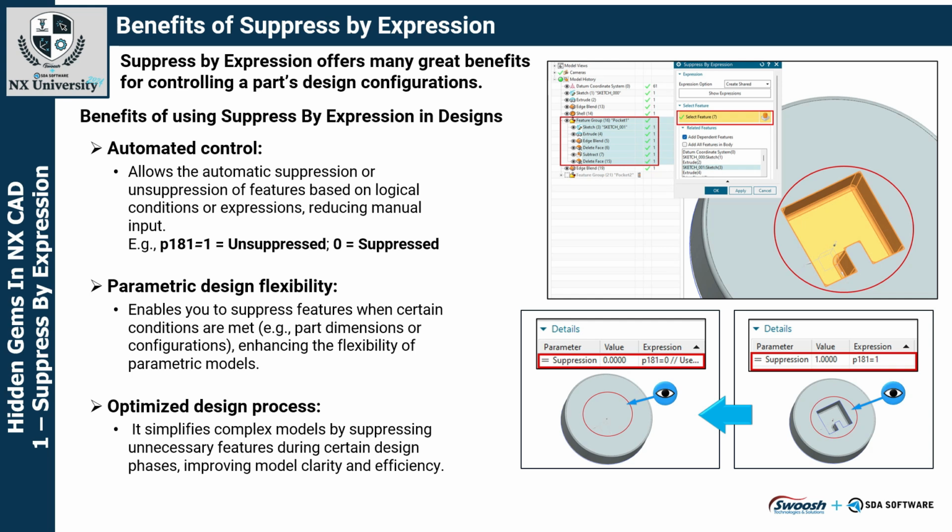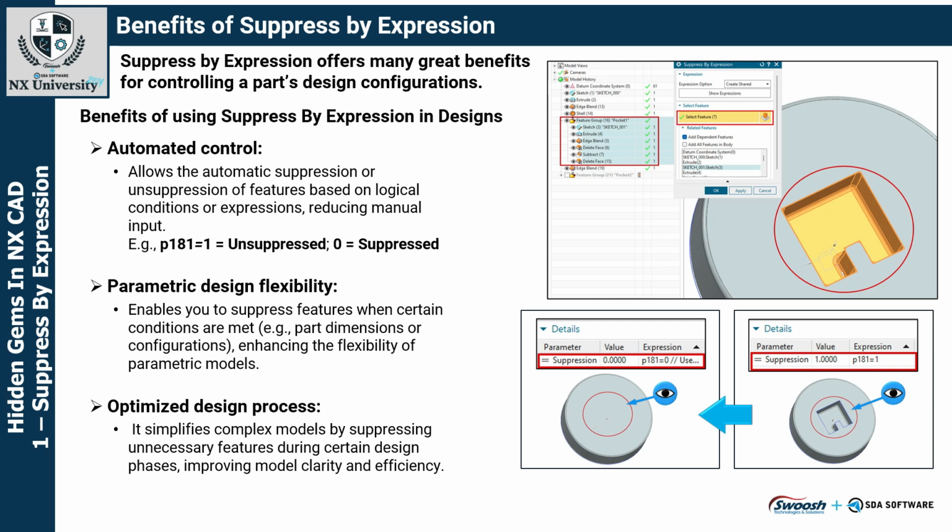For example, if you have part dimensions or different configurations that change, that could potentially turn something off in the design or turn something on. This is going to enhance the flexibility of parametric models. Also, optimize design process. It is going to simplify complex models by suppressing unnecessary features during certain design phases, improving model clarity and efficiency. In the example image off to the right, we have a pocket that's inside of this particular design.